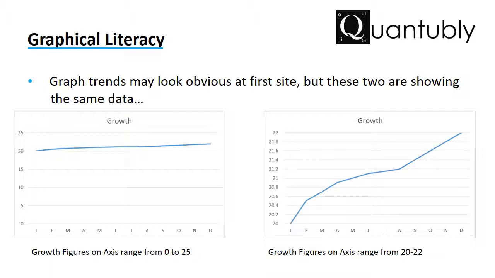Taking that further, this graph shows a very similar thing, that we have growth from 20 to 22 across January to December on the graph on the left. And that looks like a very slow growth. However, if you change the axis to just go from 20 to 22 rather than 0 to 25, as in the left hand side, the growth looks exceptionally steep. Again, just putting the data in context can give two different messages.